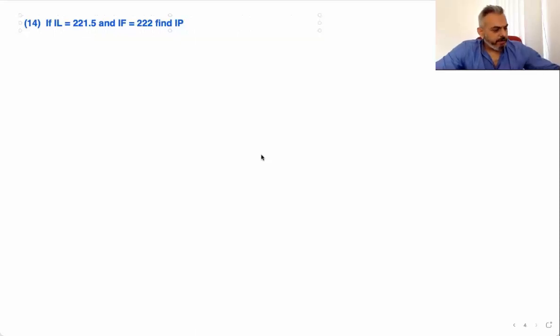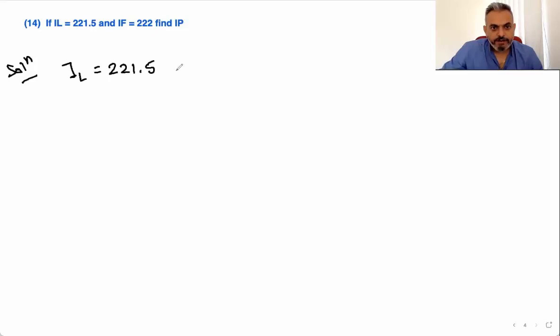Question 14, it's a very simple one. Because of font limitation, this is coming in capital like this, but you know IL is index number for last year, IF is index number for Fisher and IP is index number for Paasche. Now, let's write the solution. Index number for last year is equal to 221.5. Index number for Fisher is 222. We have to find index number for Paasche.